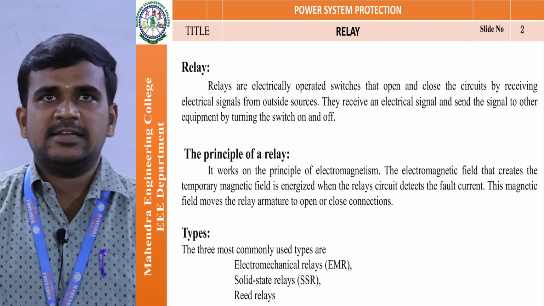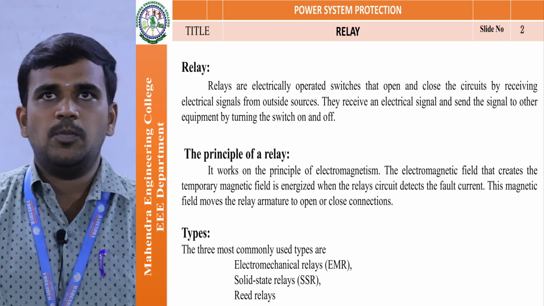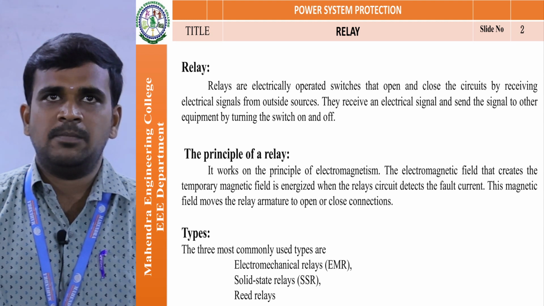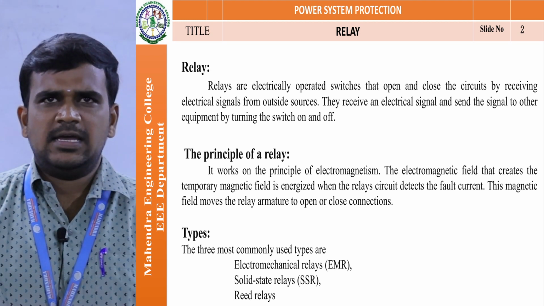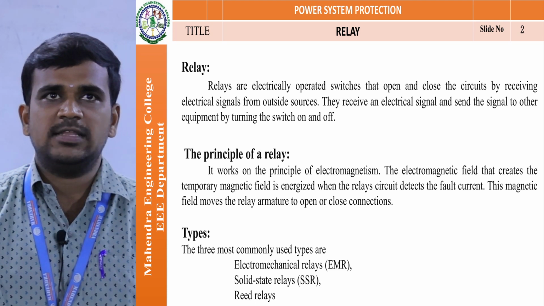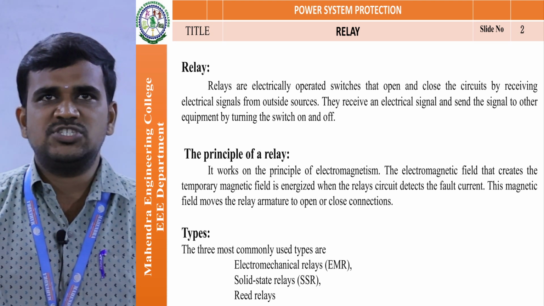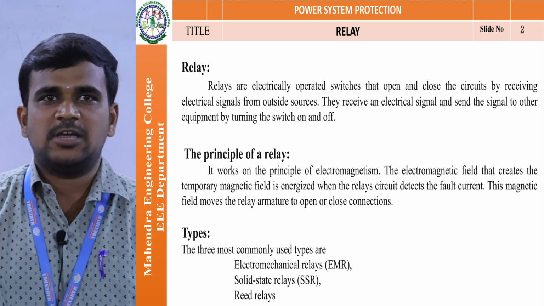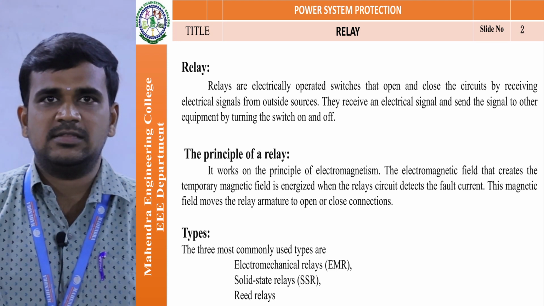Relays are electrically operated switches that open and close circuits by receiving electrical signals from outside sources. They receive an electrical signal and send the signal to other equipment by turning the switch on or off. The major principle of relay is electromechanism. The types are commonly divided into three types.